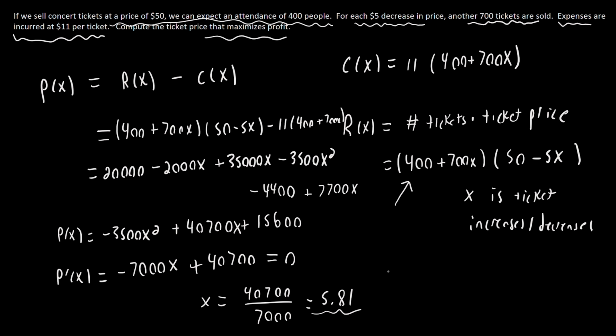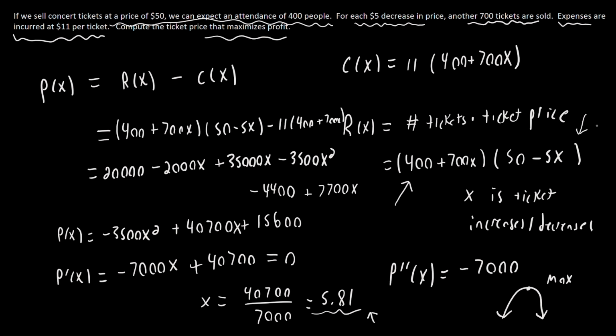So let's do the second derivative test to make sure this is when it maximizes profit. So you're going to get negative 7,000. So since it's concave down at this point, we know that x equals 5.81 correlates to a maximum profit.